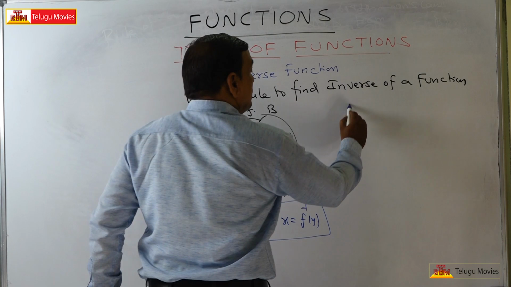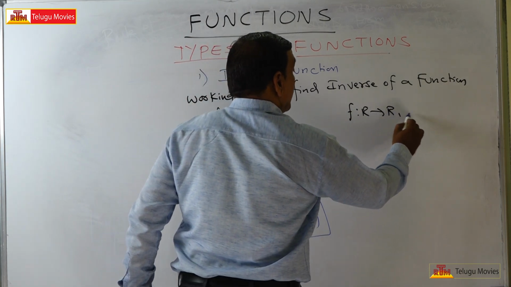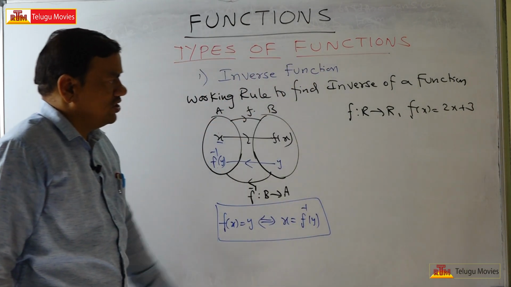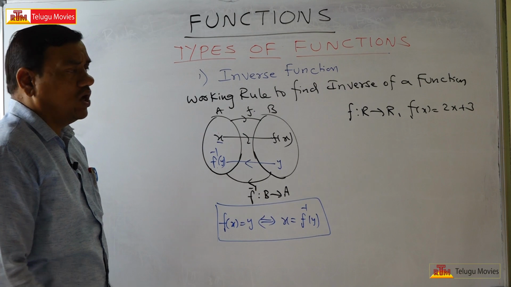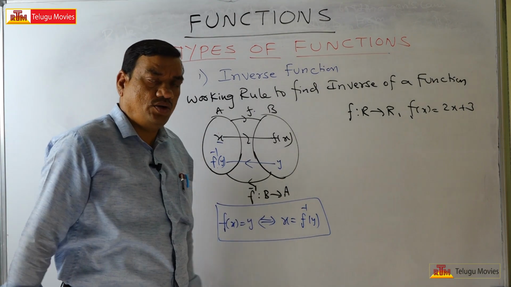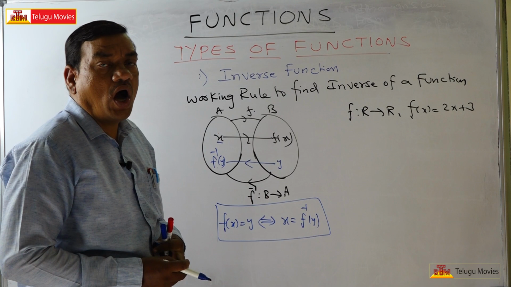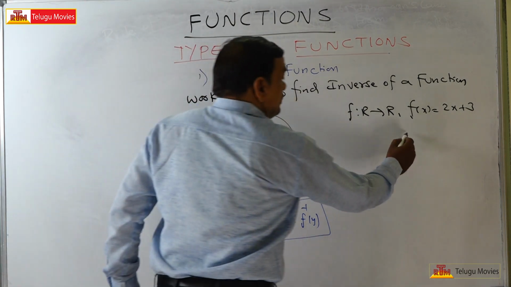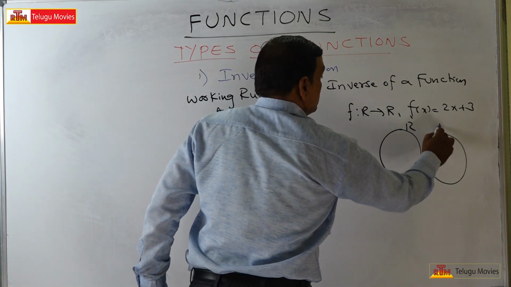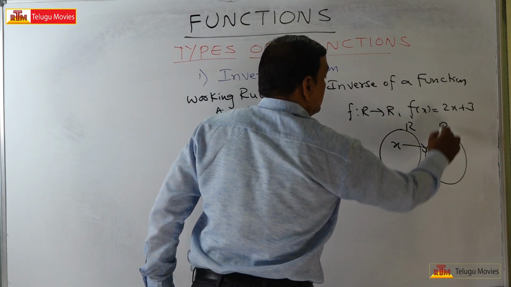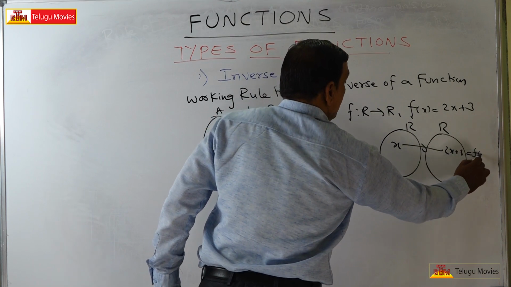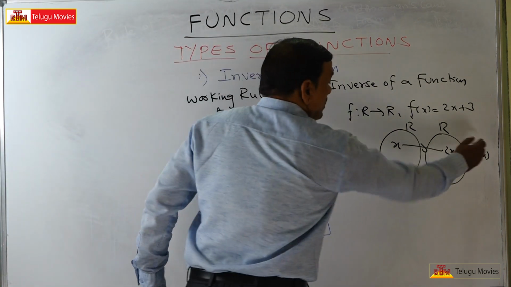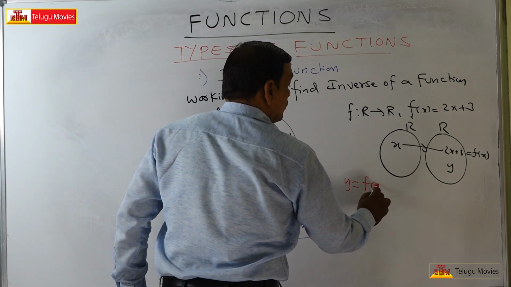Let us take a function f from R to R defined as f of x is equal to 2x plus 3. Clearly it is a linear function, therefore, all linear functions are one-one and onto. I already told you how to find an onto function. So here, as soon as the notation is given, immediately remember this is R to R, your element is x, your image is 2x plus 3. This is called f of x. Let us call it y. That means y is equal to f of x.